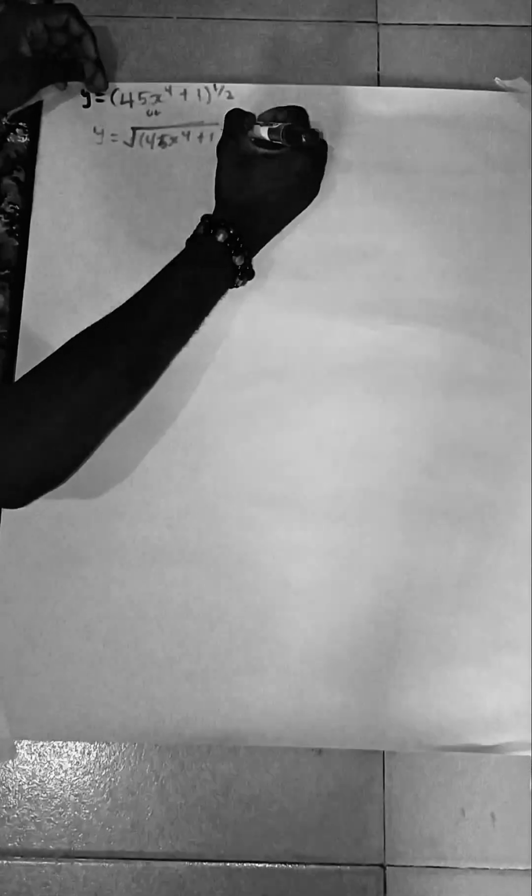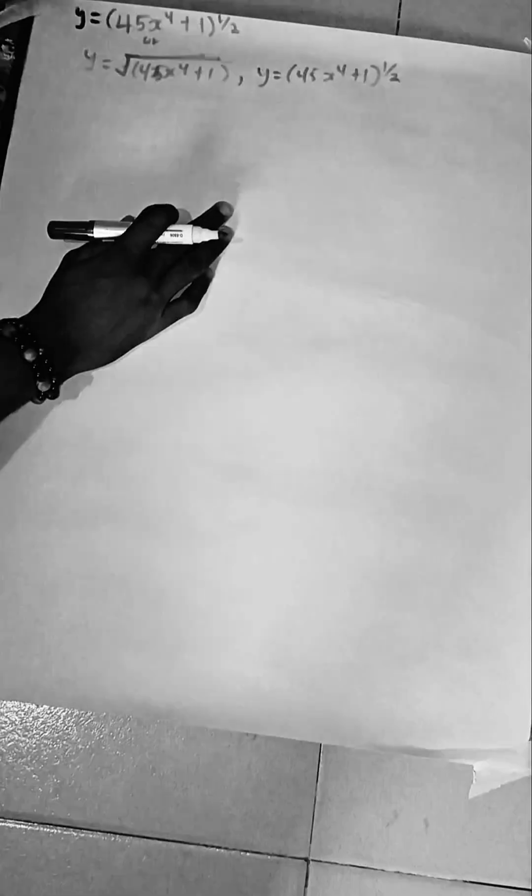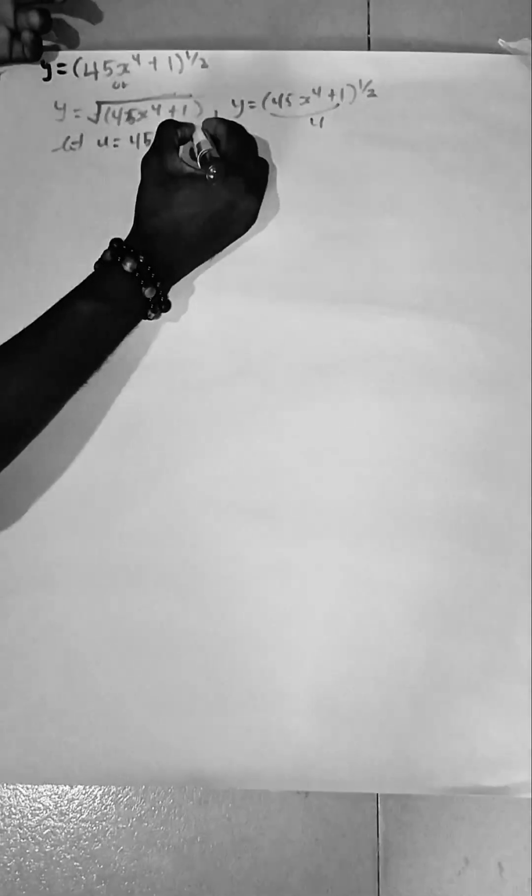So we can rewrite this as y equals 45x raised to the power 4 plus 1, all raised to the power 1 over 2. Remember, in the chain rule, we basically use it to simplify complex or composite functions to make them easier to differentiate. So let's try making this big function a simple variable like u, so it will be easier to differentiate. So let u equal 45x raised to the power 4 plus 1.